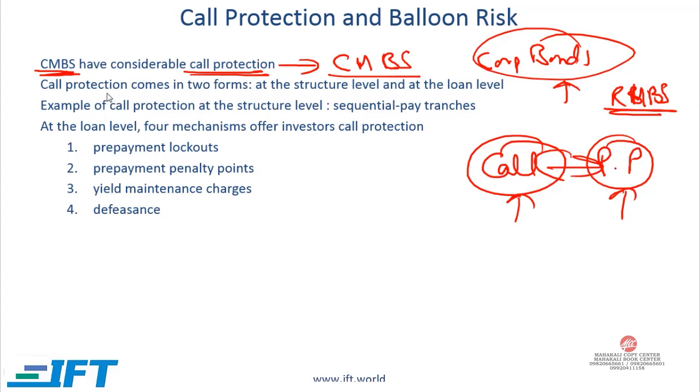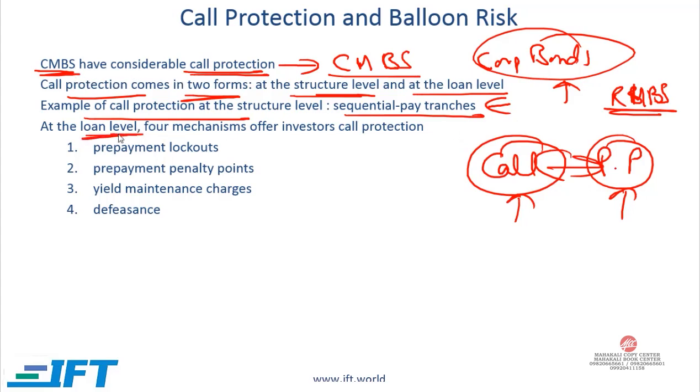The next point is, what is the mechanism that enables commercial mortgage-backed securities to have call protection? Call protection comes in two forms, at the structure level and at the loan level. The structure level protection comes through sequential pay tranches, and we've talked about this before. If we have sequential pay tranches, then this can be set up such that certain tranches are paid off sooner and other tranches are paid off later. It is the tranches that are paid off later that we are referring to over here.